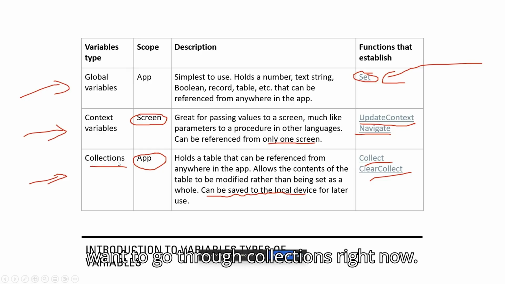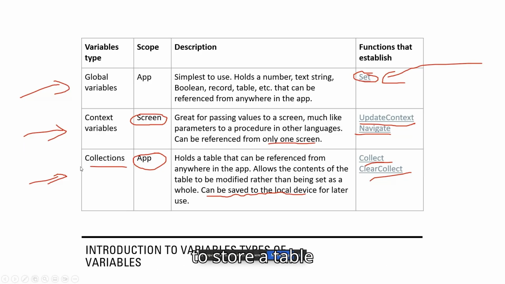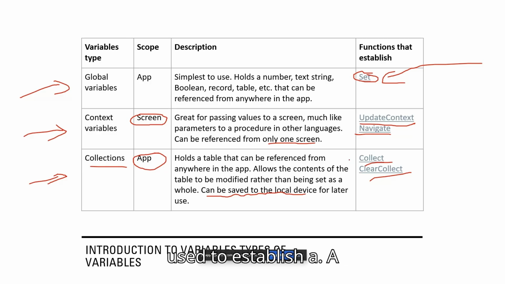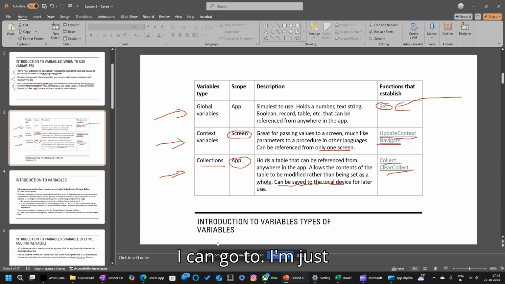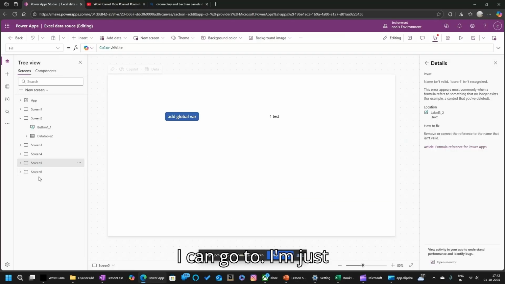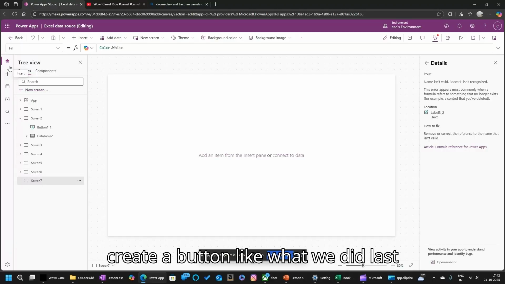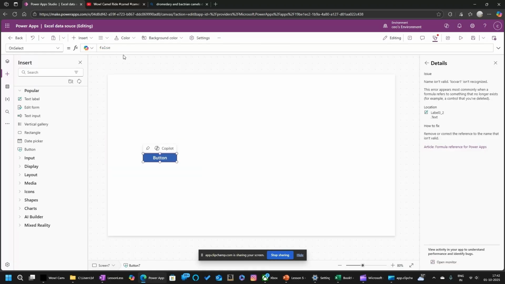I want to go through collections right now. As I have told you, collections is used to store a table, and there are two functions that can be used to establish a collection: clear and clear collect. So I'll show you the differences between these two functions right now. I'm just going to create another screen. New screen. Okay. I'm going to create a button like what we did last time.